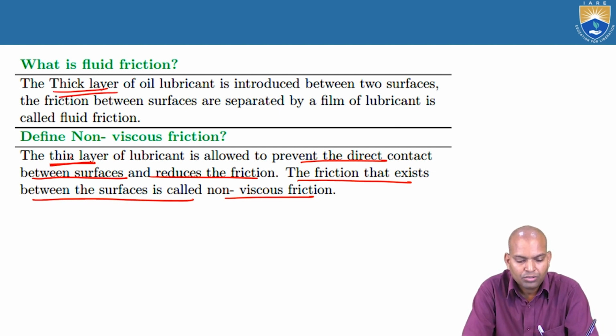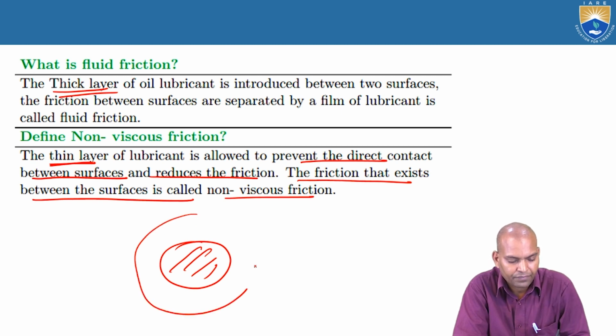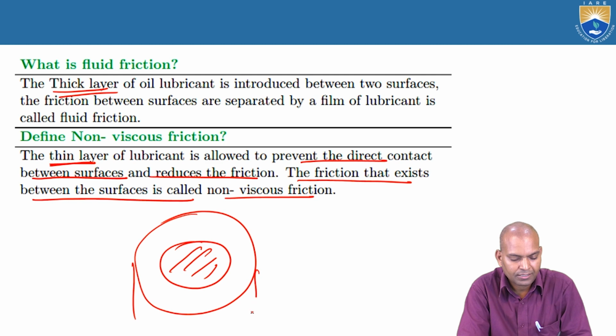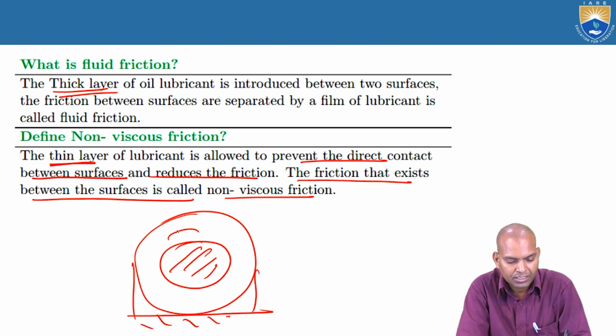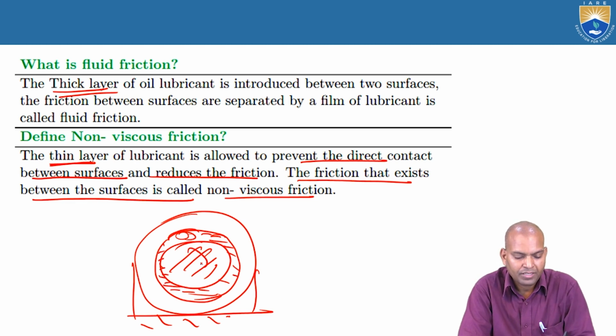Okay. What is the application of fluid friction and non-viscous friction? It occurs when bearings are there, or journal bearings. If there is a shaft, the shaft is rotated inside the journal bearing. Here the shaft is rotated. Here there is a thin layer on the outside surface, a very thin layer. Here we use the thick layer, the fluid lubricant, when the shaft is rotating.